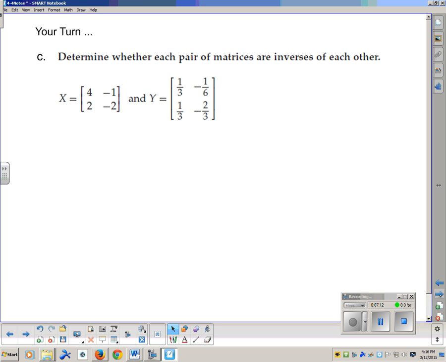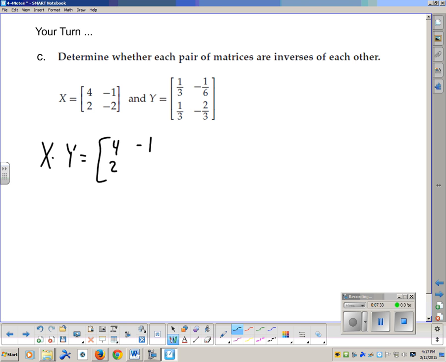So I want you to try one here. We've got a nice little example here for you. I want you to go ahead and try that one out. So let's pause the video and have you try that one out. All right, so after you tried that one out, you multiplied x times y here. So let's see how you did.